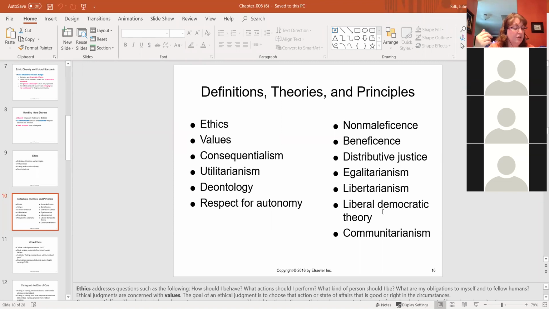And then, ethical judgments are concerned with values. So the goal of an ethical judgment is to choose the action or state of affairs that is good or right in those circumstances.